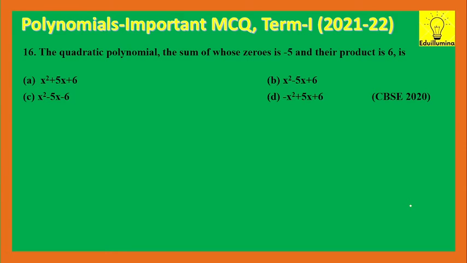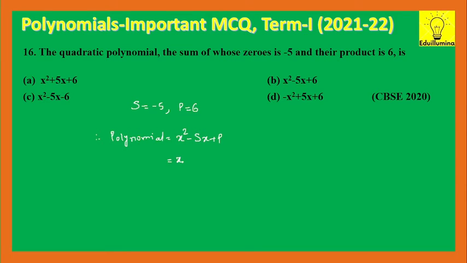So the next question is the quadratic polynomial, the sum of whose zeros is -5 and their product is 6. So we want to find out the quadratic polynomial whose sum of zeros, say s, is given -5 and product is given as 6. So we know that if sum and product of zeros is given, then how to find out the polynomial? So the polynomial will be equal to x square minus sx plus p.